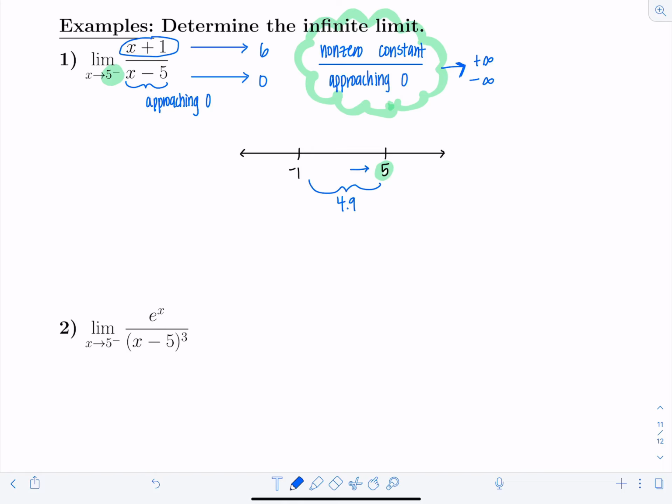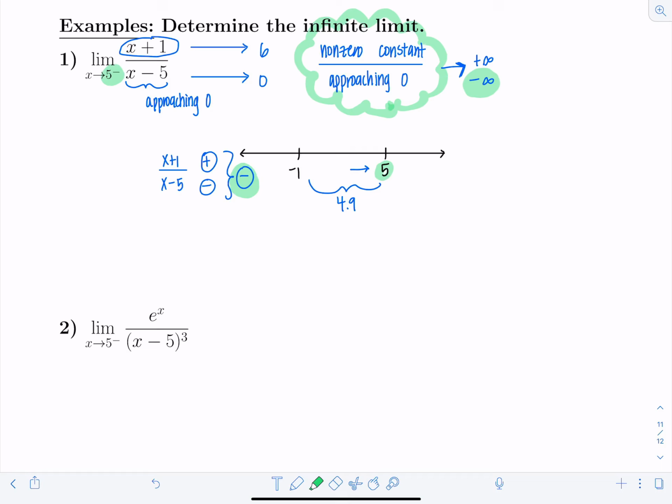If I plug in 4.9 into x plus 1, that's positive. If I plug in 4.9 into x minus 5, that's negative, which means the sign of the entire function near 5 from the left-hand side is negative. And then we already discussed, as the denominator is shrinking, since the numerator is approaching a non-zero constant, the whole expression is blowing up. It's getting very, very large in magnitude. And since I know the sign of the expression is negative, then that means the limit is negative infinity.